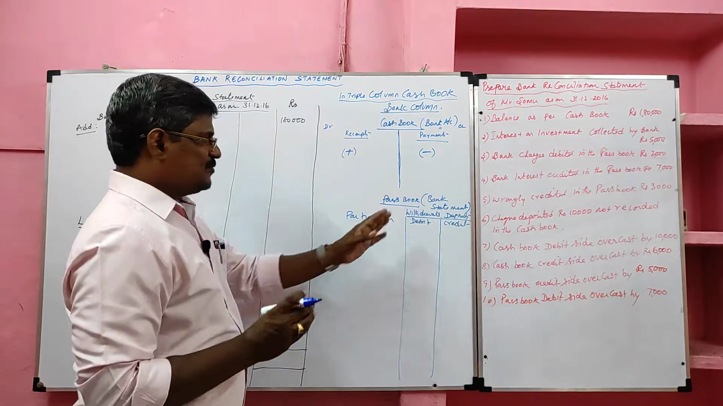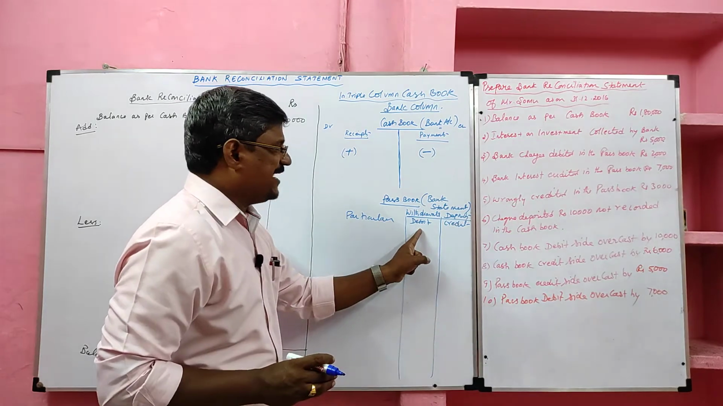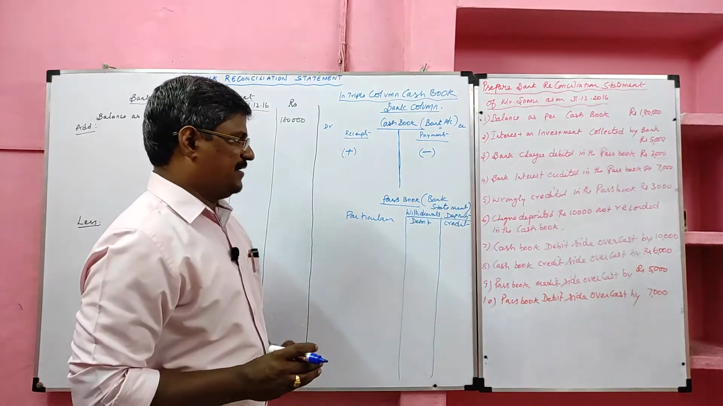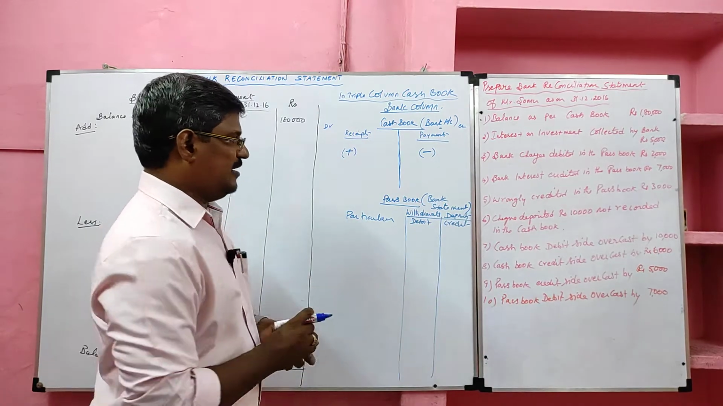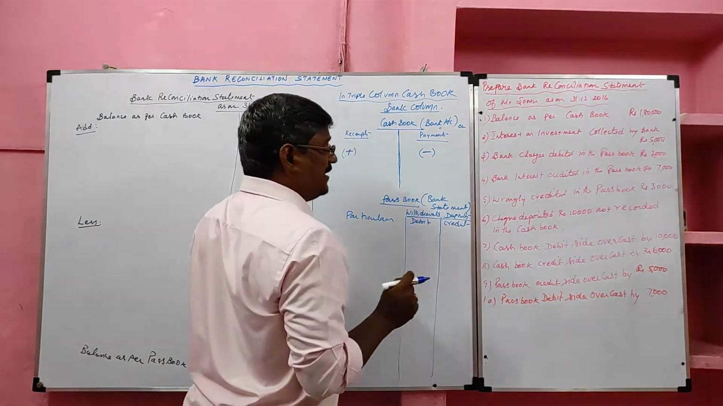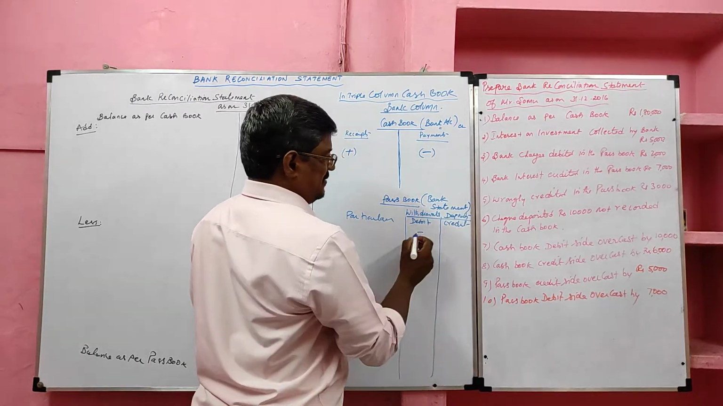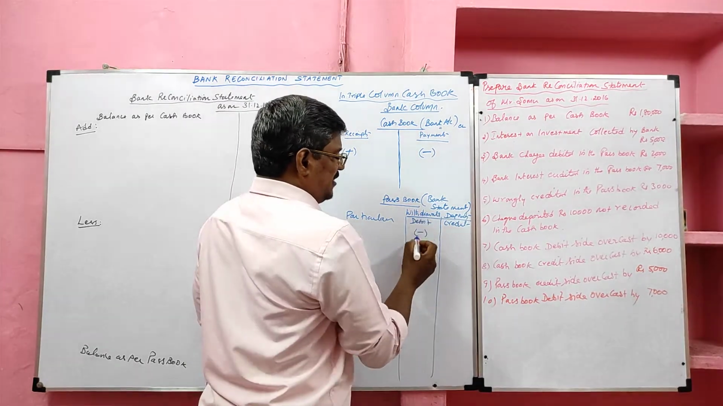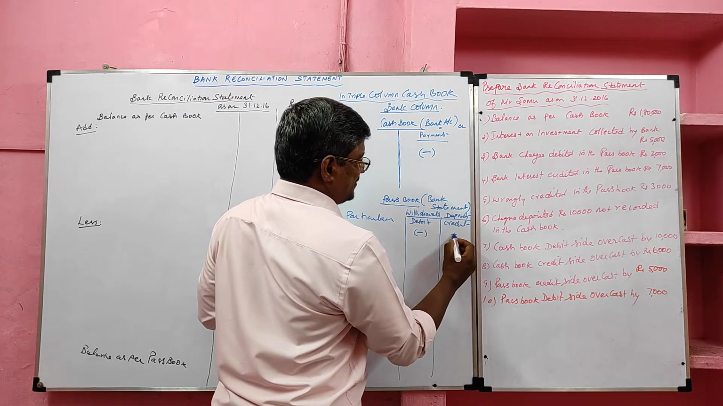Students, passbook has three columns: particulars, debit, credit. Debit side, all withdrawals from the bank. Credit side, all deposits with the bank are recorded. Now I am going to write the arithmetical sign. For debit it is minus, so for withdrawal we can mark as minus. For credit side we can mark as plus.